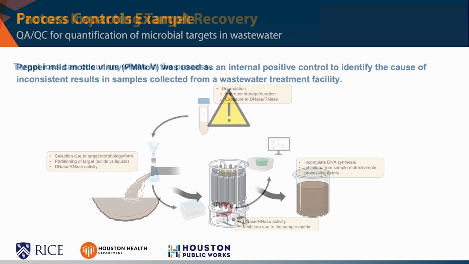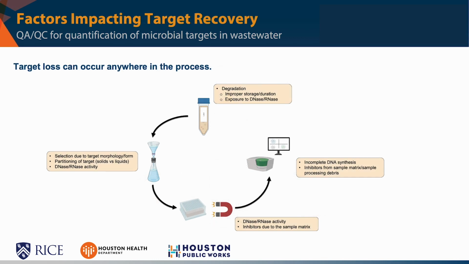Lastly, I'm going to go over factors that impact microbial recovery in wastewater samples, ways to impact recovery, followed by an example from our lab. Microbial loss can occur anywhere in the process for various reasons, including improper storage conditions, exposure to enzymes that destroy nucleic acids such as DNAs and RNAs, inhibitors either from the sample matrix or carryover from other stages in the process, incomplete nucleic acid reactions, and the morphology and partitioning behavior of the microbe in wastewater.